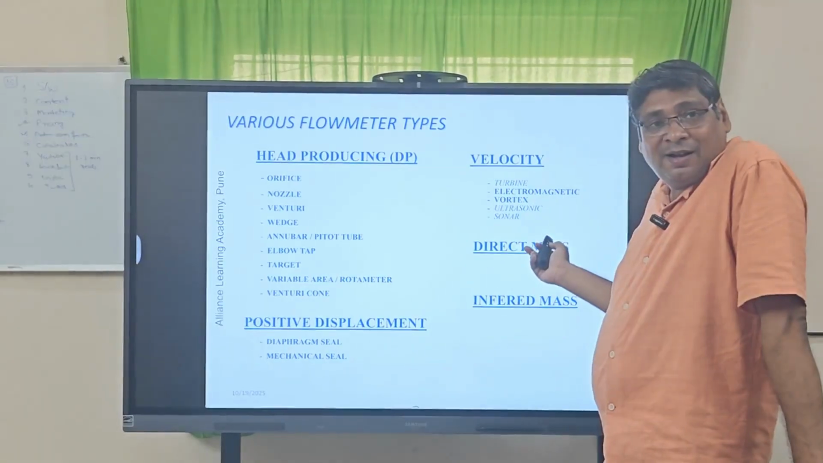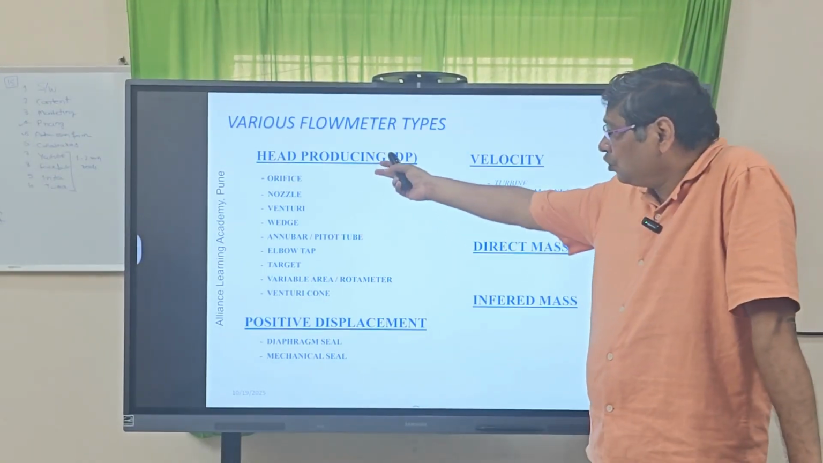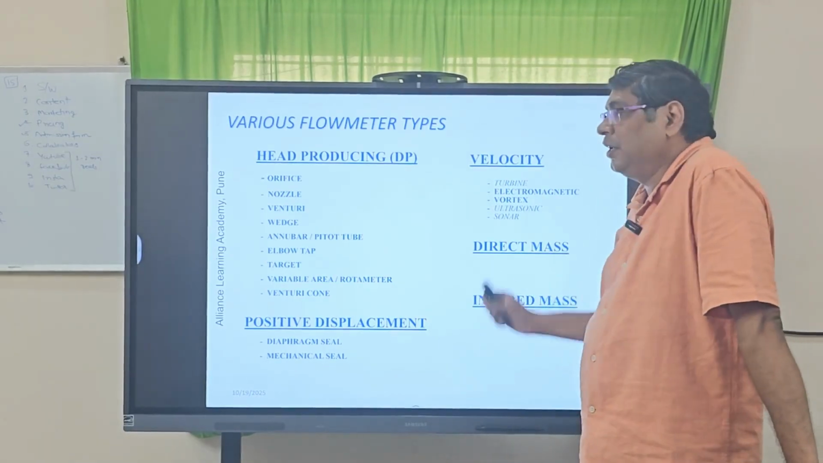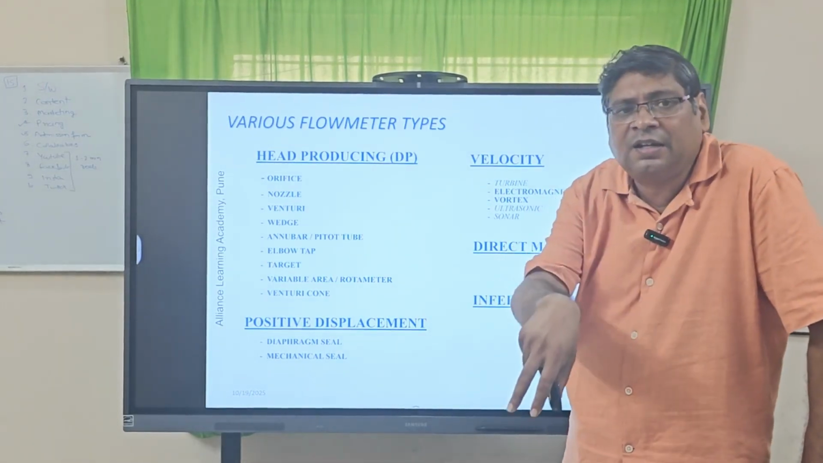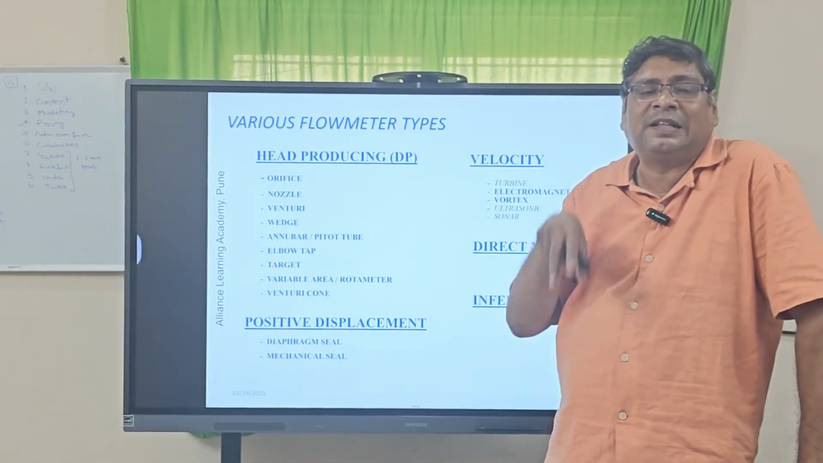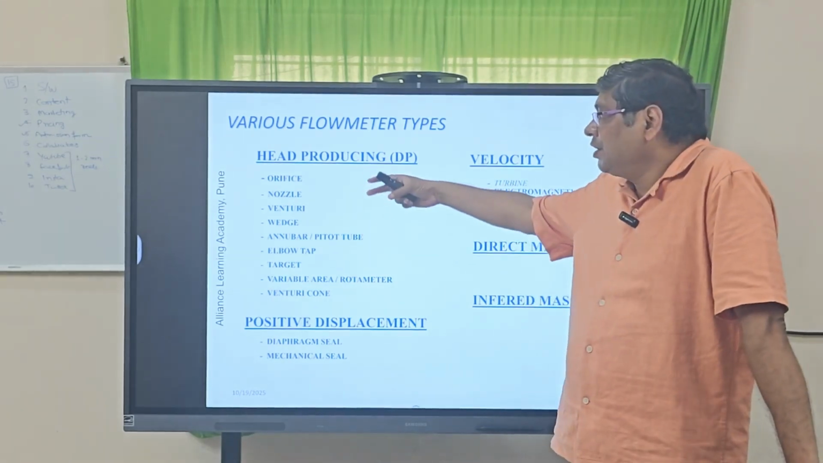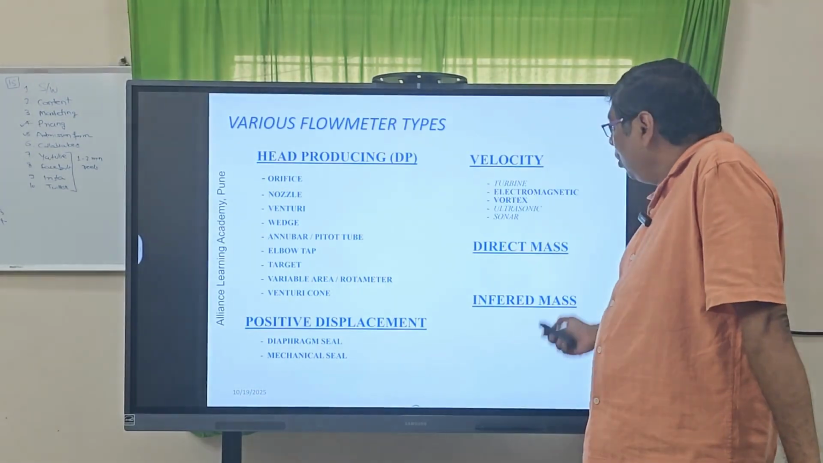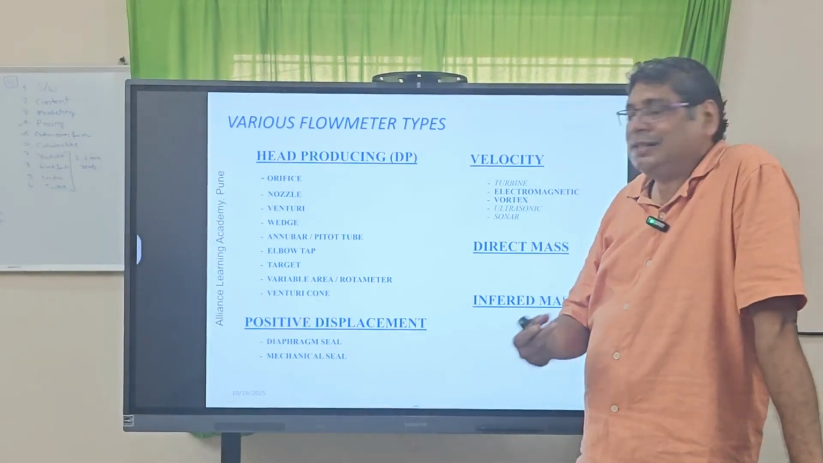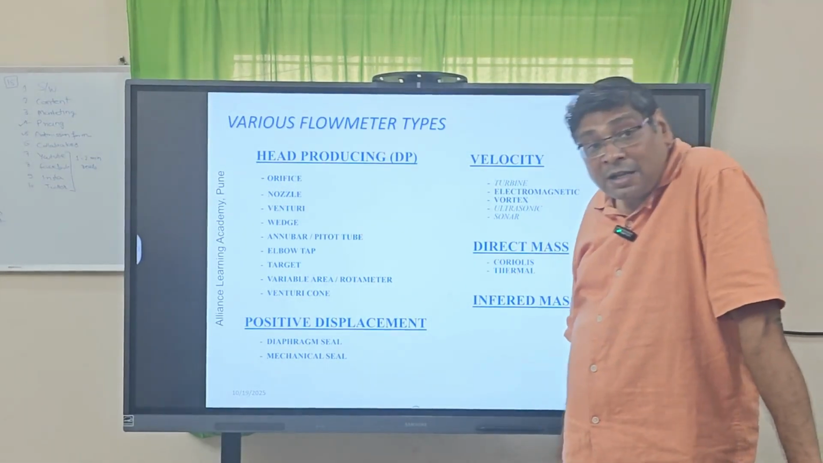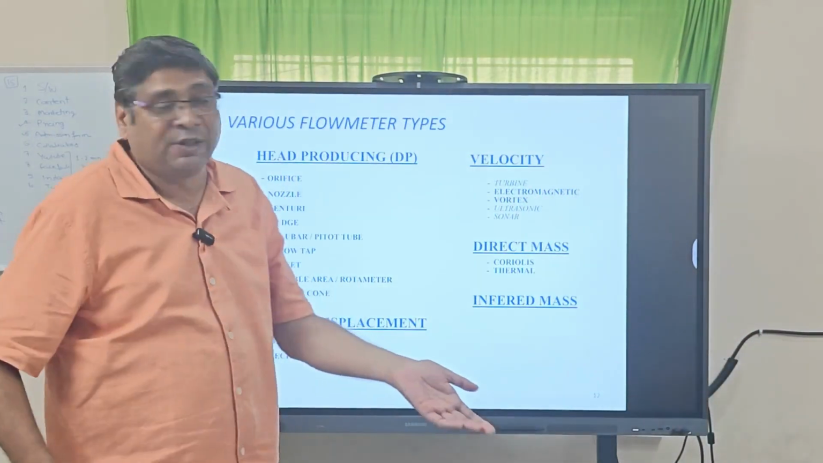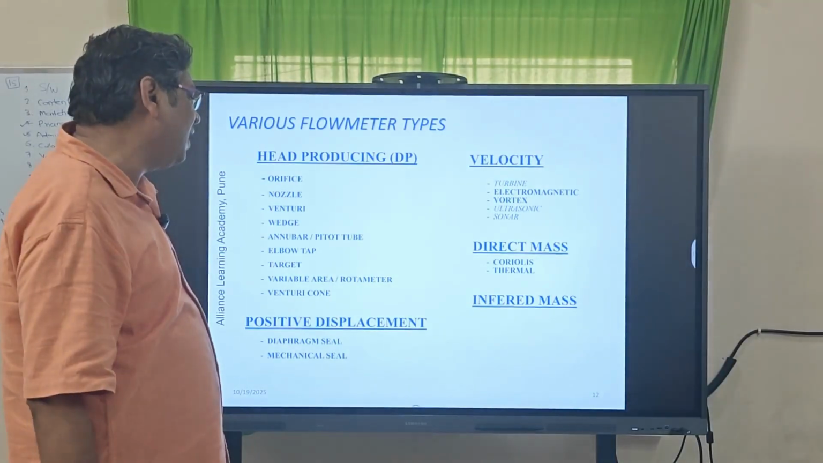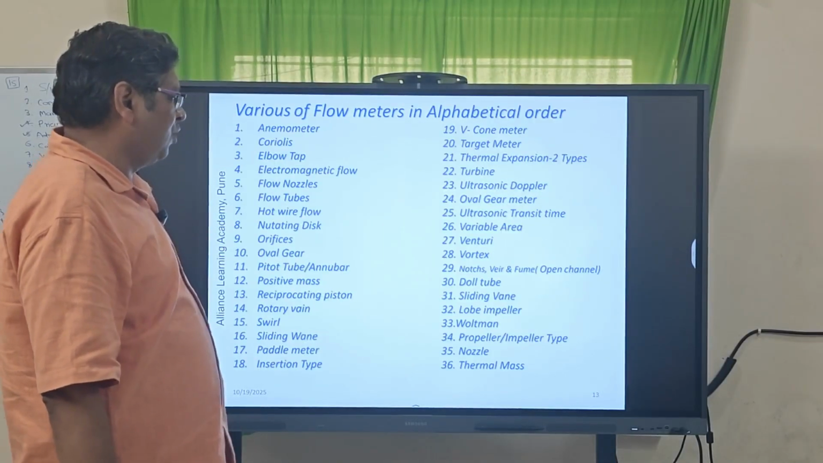Then velocity. And here also, if you talk about the DP meters, and all positive displacement meters, when you go inside the definitions, formulas and principles, you will find that DP meters are also missing the velocity. Then the velocity meters are turbine, electromagnetic, vortex, then ultrasonic and sonar. Direct mass, very interesting, huh? Mass meter and direct mass meter: Coriolis and thermal mass flow meters. And infrared, there are some infrared flow meters.